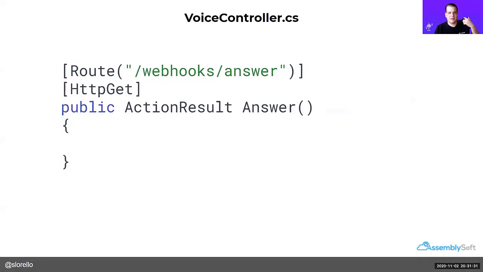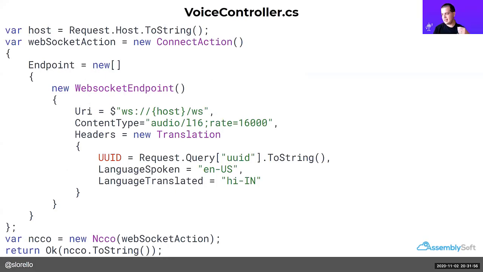So next thing we're going to need to do is build a voice controller for inbound calls. Again, this is going to be an API controller, and it's going to be handling inbound webhooks from Vonage. Every time someone makes a call to our server, it's going to fire off this webhooks answer. And in here, we're going to construct what's called an NCCO. Now that stands for Nexmo Call Control Object.